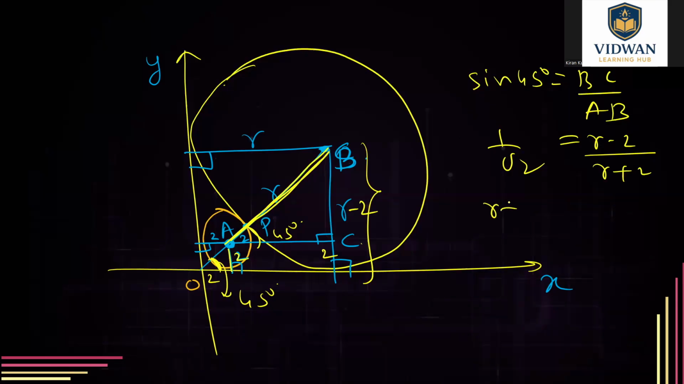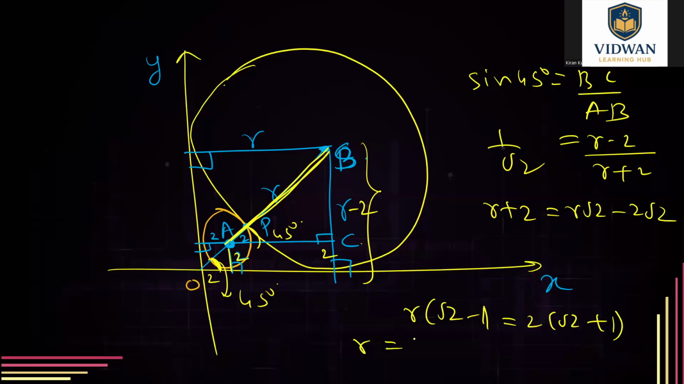So cross multiply, R plus 2 is equal to R root 2 minus 2 root 2. Or R into root 2 minus 1 will be 2 into root 2 plus 1. R equals 2 into root 2 plus 1 by root 2 minus 1. You just have to rationalize this and write the answer. I think you'll get 2 into 3 plus 2 root 2 by rationalizing it. So this is the bigger circle.